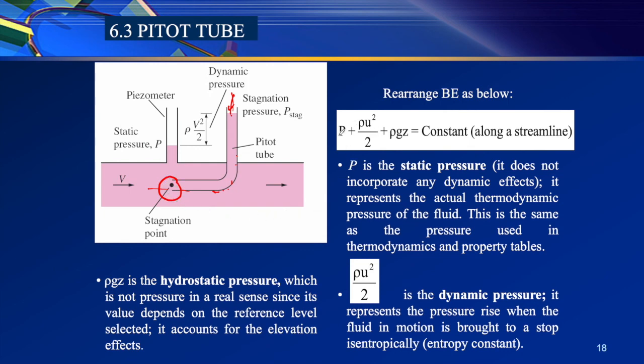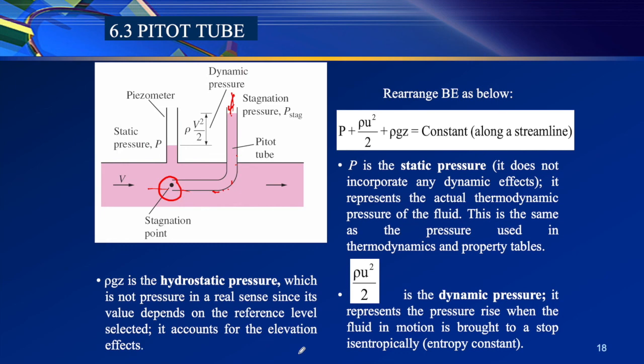So from here we have P plus rho U squared over 2 plus rho g Z. P is the static pressure. Static pressure represents the actual thermodynamic pressure of the fluid, the pressure of the fluid itself. And then after that we do have rho U squared over 2. This is dynamic pressure, and it represents the pressure rise when the fluid in motion is brought to a stop.